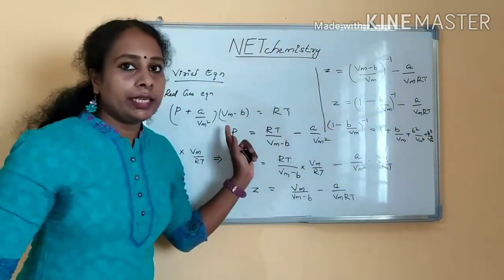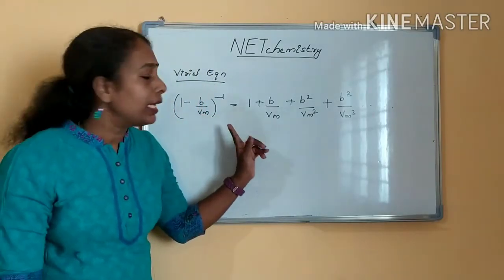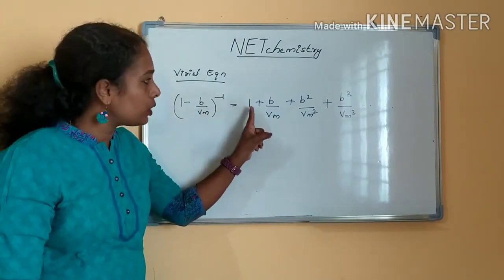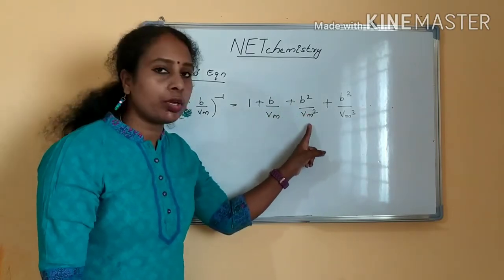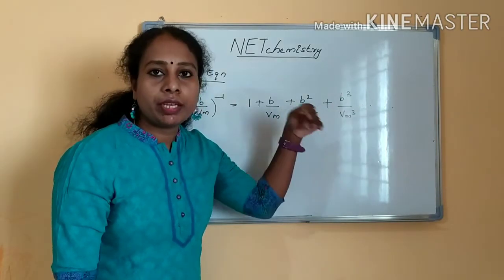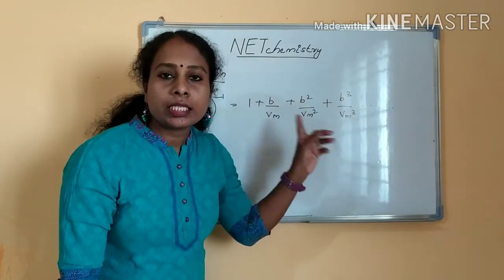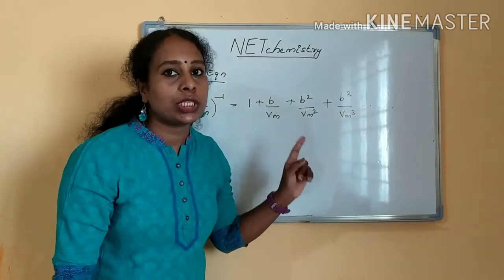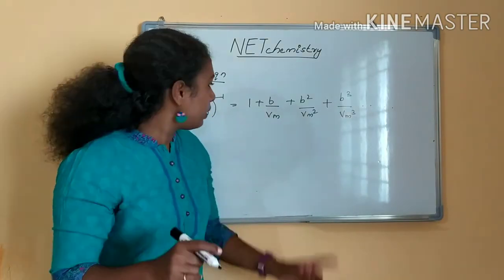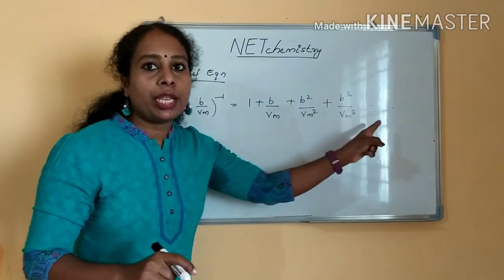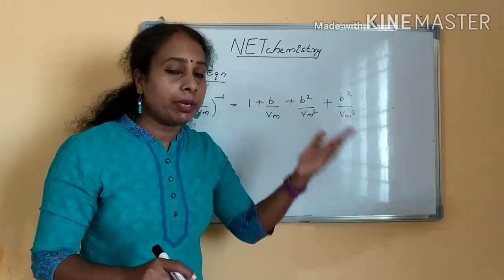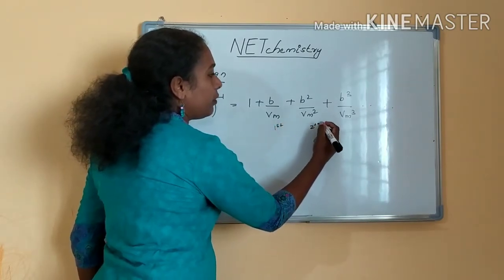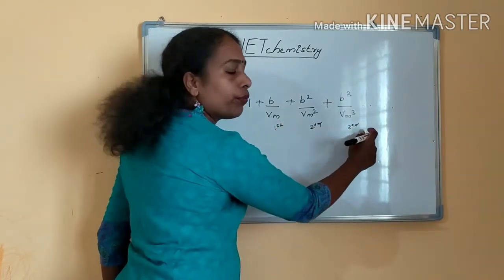We will see. I will write it here. Equation which we have seen the solution. 1 minus b by Vm raised to minus 1 we have written. So 1 plus b by Vm plus b square by Vm square plus b cube by Vm cube and so on. Okay, it is like this, 1 minus 1 by x raised to minus 1. That is the equation. 1 minus 1 by x raised to minus 1 will be like this. Okay, you have to take like this. That is the mathematical solution.